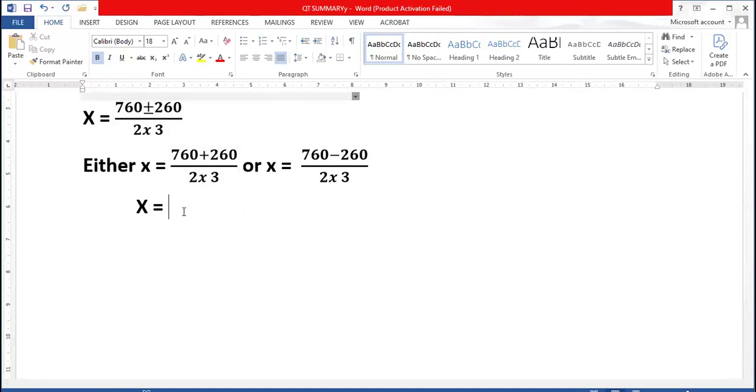$170. 170. Or x is equal to what? Or x is equal to 83.33. Not 183, it's 83.